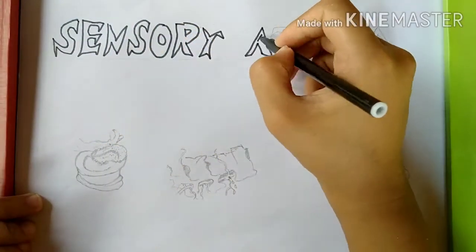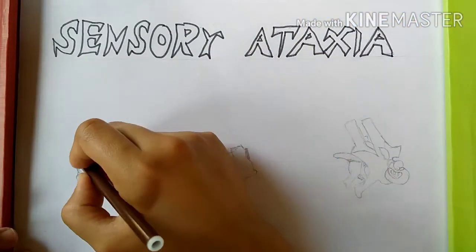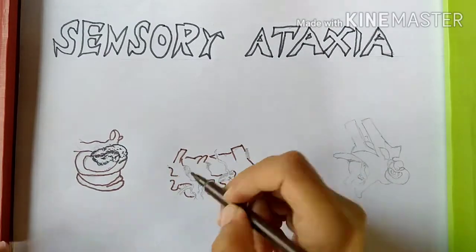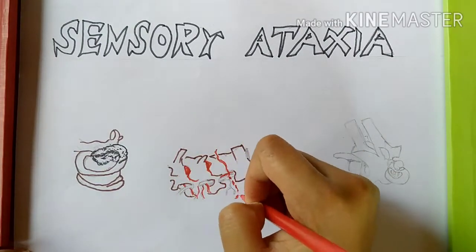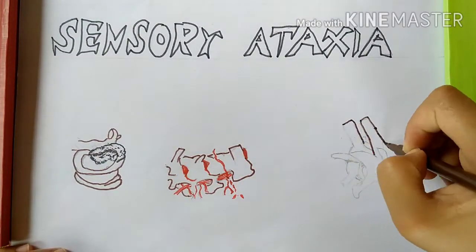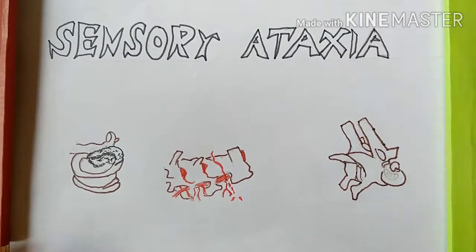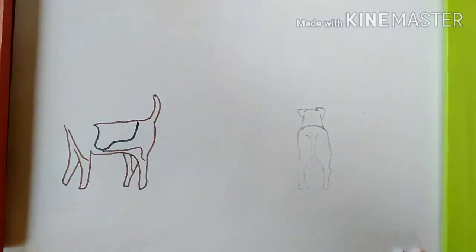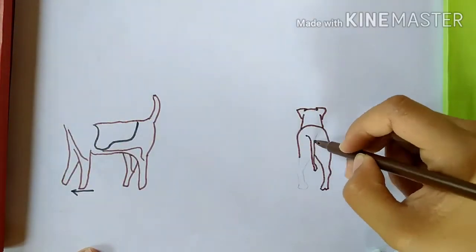Sensory ataxia happens when there is a one, tumor within the spinal cord, two, bleeding within the spinal cord, and three, failure of nerve conduction capacity of the spinal cord that will lead to toes being dragged on the ground and the feet being wide open when standing.